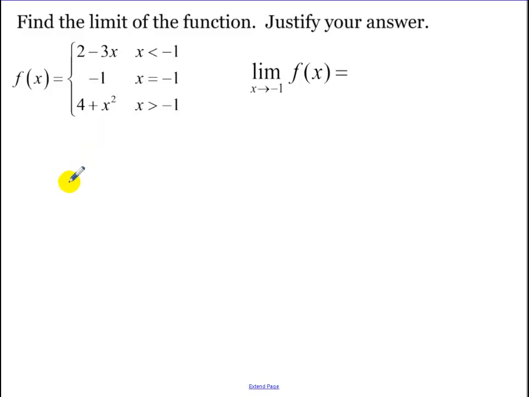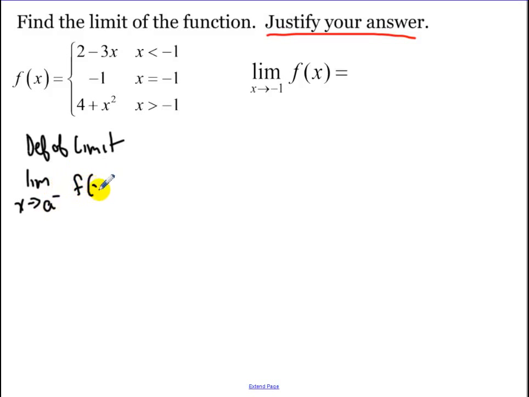Okay, find the limit of the function. Justify your answer. I'm going to start throwing this in more and more often. Justify your answer, using definitions to make sure that your answer is justified. Remember our definition of a limit. Our definition of a limit was that the left side had to equal the right side. So let's find actually each one of those limits.